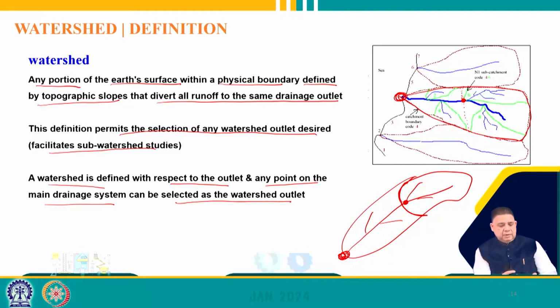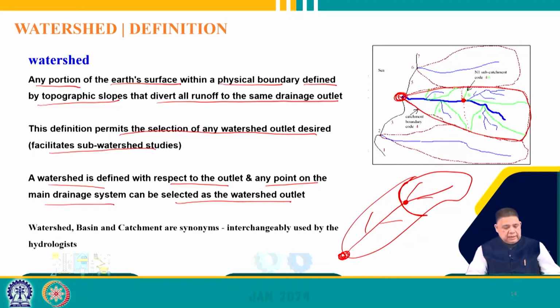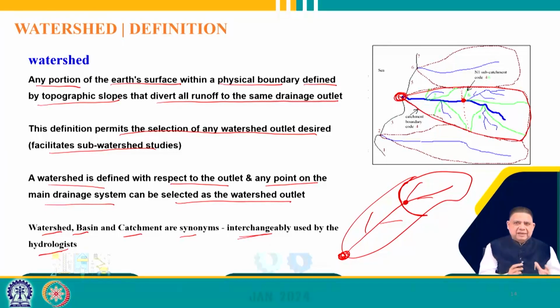So, depending upon which outlet is of concern, I can delineate the watershed or the larger watershed, and then I can work on that. At this point, I would just like to mention that watershed, basin and catchment, these 3 terms are synonymous and they are used interchangeably by hydrologists. So, many times in our discussion, I will also use basin or catchment, but they all mean the same. So, watershed, basin and catchment will be interchangeably used in our discussion also.